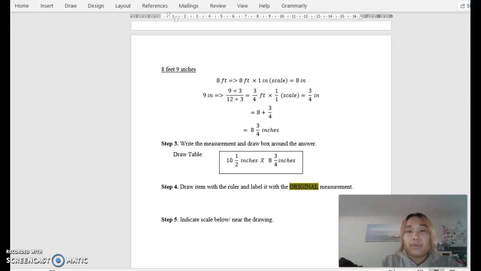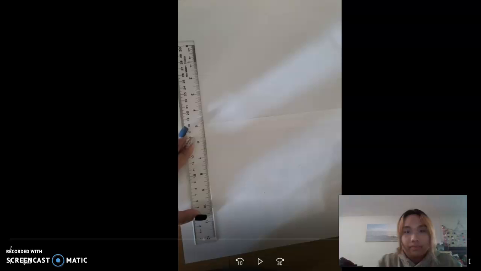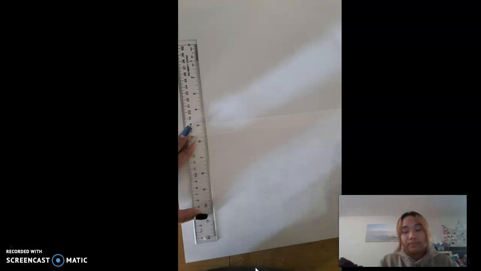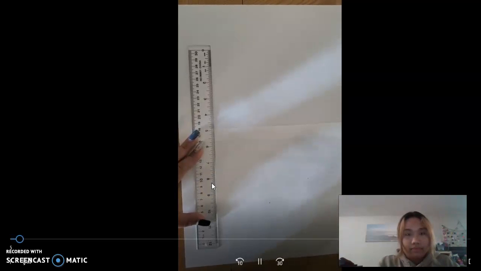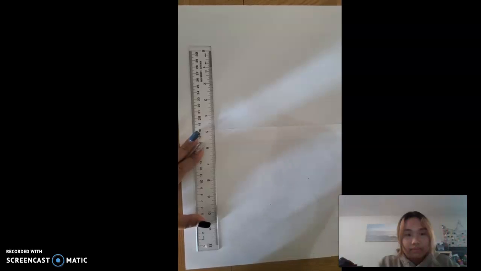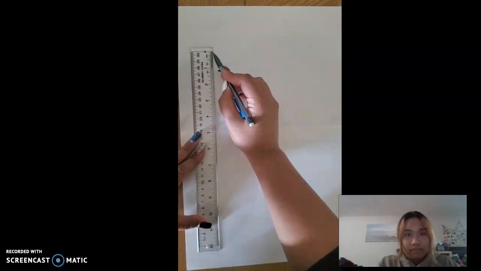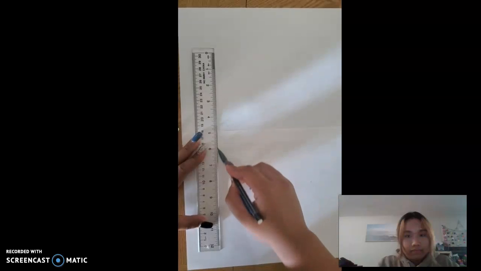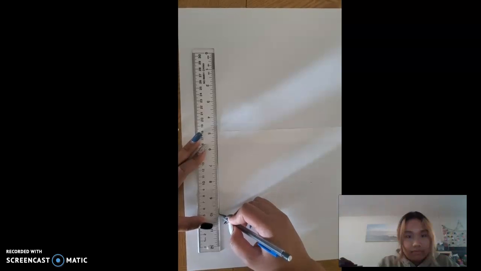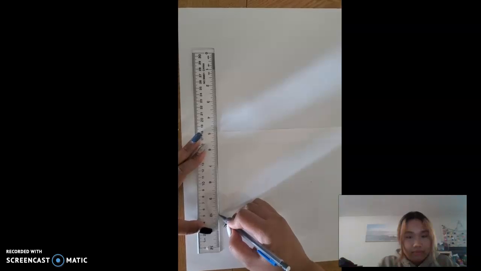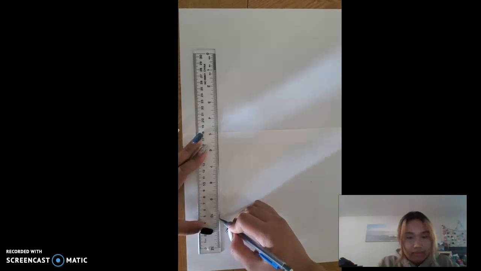So I'm going to show you how I draw this table. Okay, for our 10 feet 5 inches, we got 10 1/4 inches. So let's start from 0 all the way to 10 inches. Now we'll have to find the 1/4. I already showed you how in our first video. So just go all the way to the 1/4.